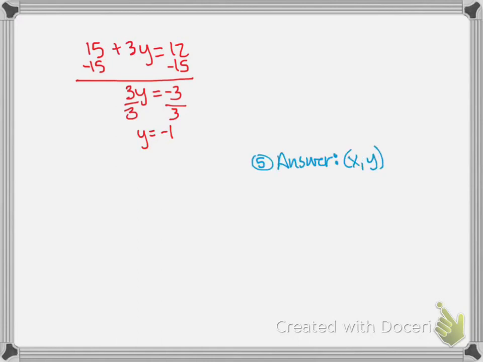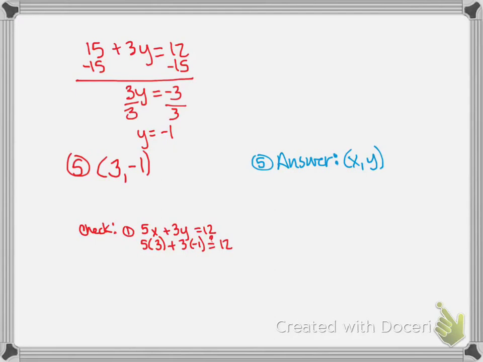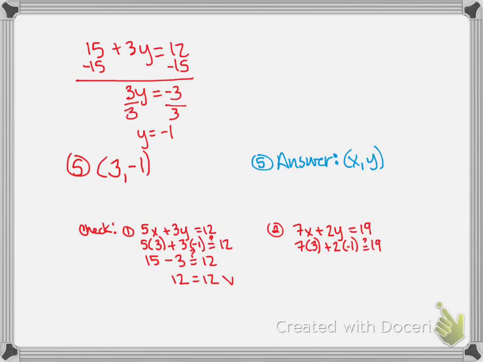Again, our answer is in the form x comma y. So our solution is 3 comma negative 1. Checking. So 5x plus 3y equals 12. Does 5 times 3 plus 3 times negative 1 equal 12? 15 minus 3, does that equal 12? Yes, it does. And in 7x plus 2y equals 19, does 7 times 3 plus 2 times negative 1 equal 19? Does 21 minus 2 equal 19? Yes, it does. So the solution checks out.